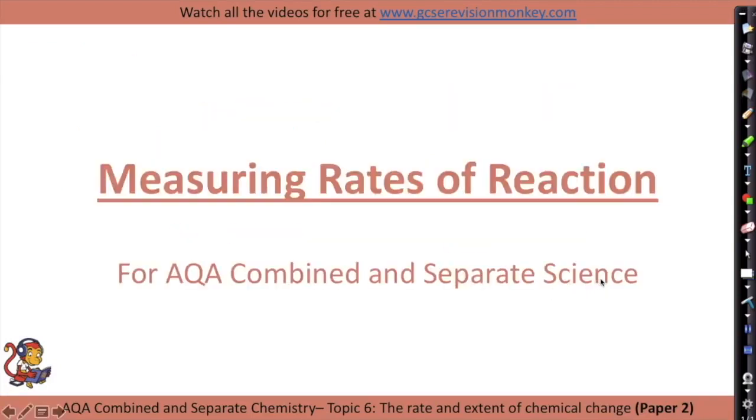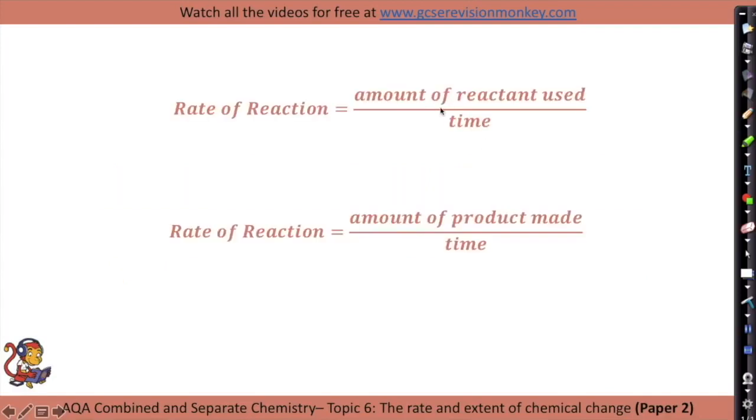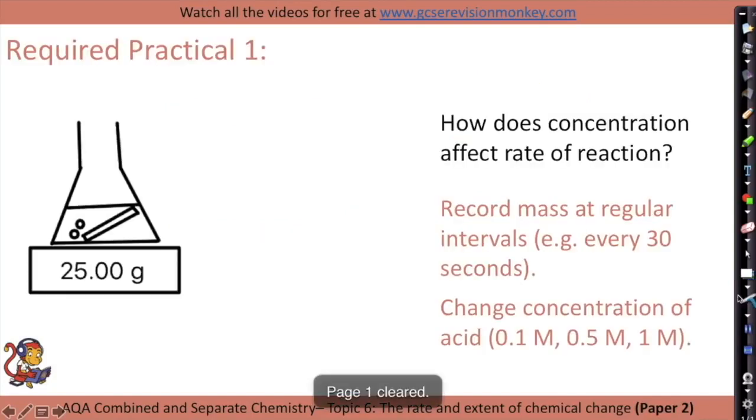We're now going to talk about how you measure the rate of reaction. Rate is something that's always measured over time, and there are two ways that you can look at it. You could either look at the amount of reactant used over time, or the amount of product made over time, and either of those would give you an idea of the rate of the reaction. There are two required practicals that you need to be aware of. The first one is involving a reaction with a metal, for example magnesium, with an acid.